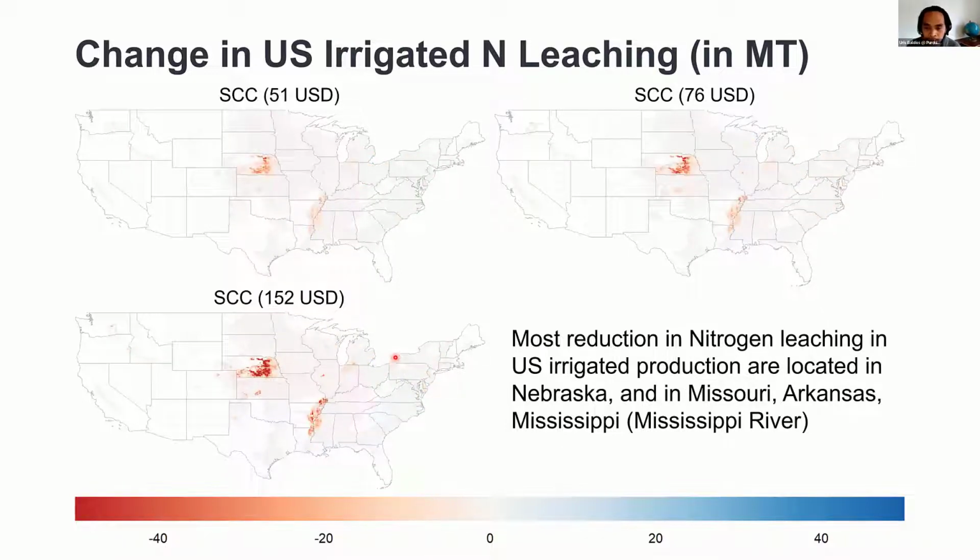For irrigated leaching, most of the reduction in nitrogen leaching would be occurring in the Nebraska area and also in the states which are near the Mississippi. So that's going to be Missouri, Arkansas, and also Mississippi.